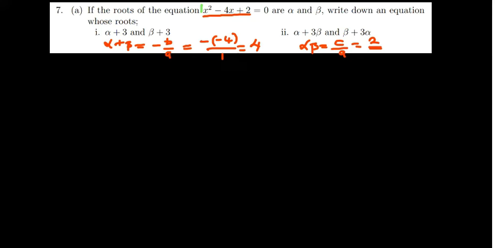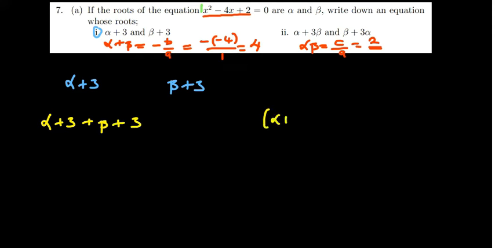So everything else is to be the same for the new equation. If you look at part 1, we have alpha plus 3 and beta plus 3. So the new roots as well are to be added. So I'll add alpha plus 3 plus beta plus 3, and then they are also to be multiplied. So alpha plus 3 multiplied by beta plus 3. I need to put them as well in the form of alpha plus beta and also the product.